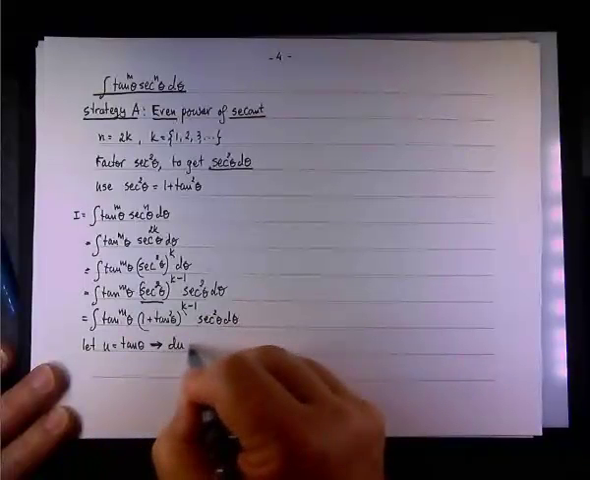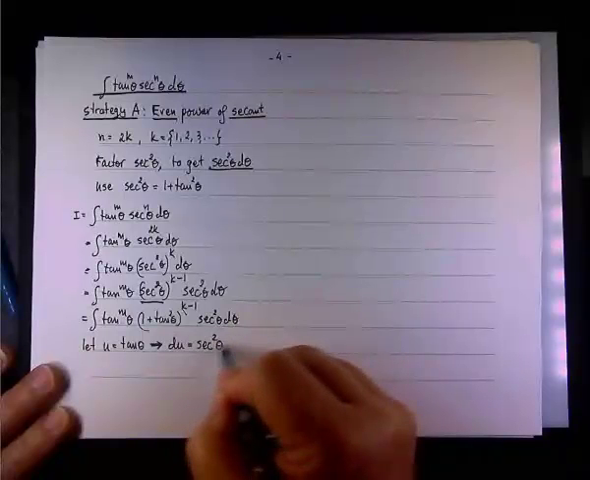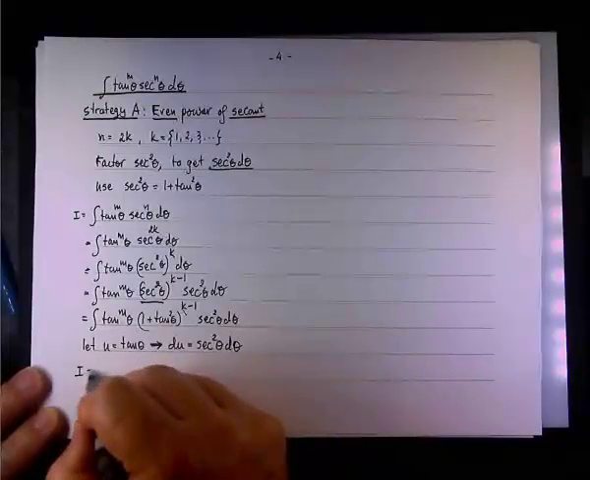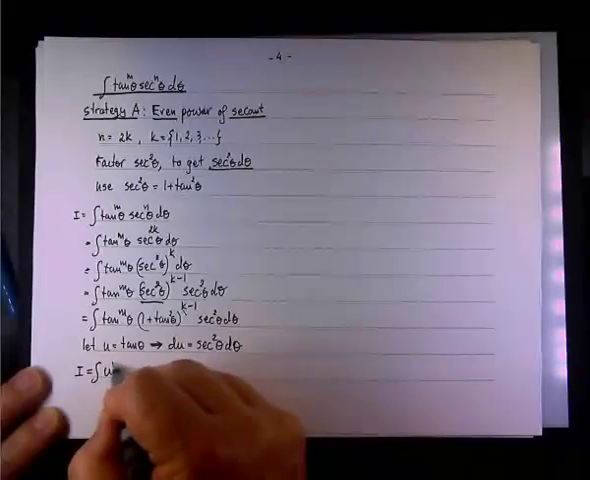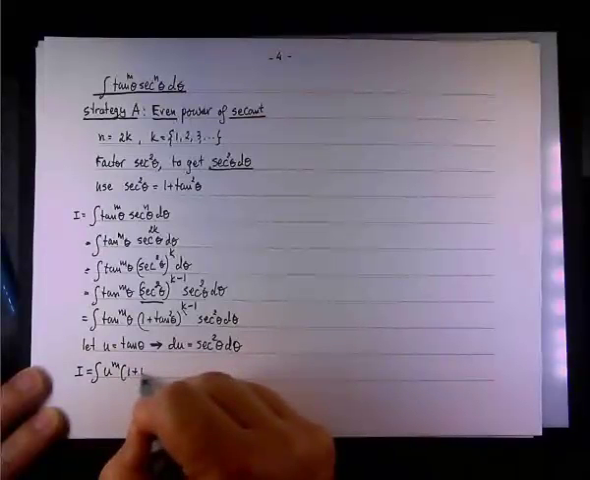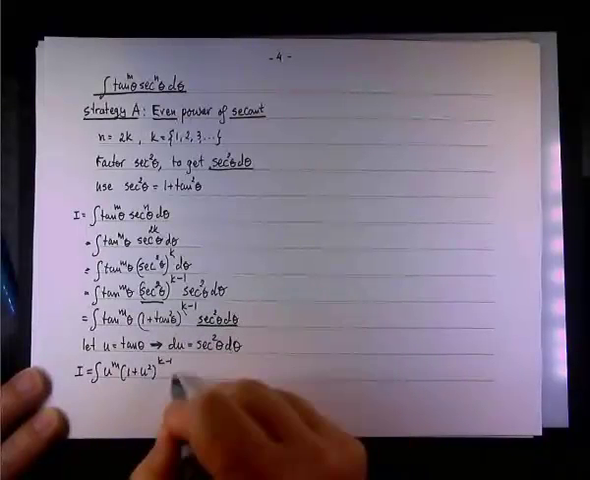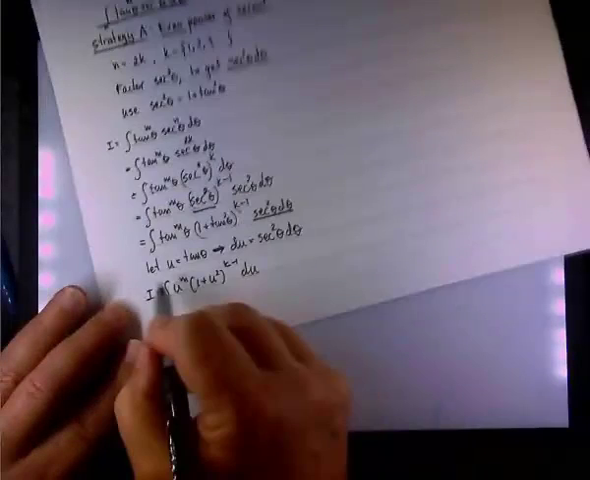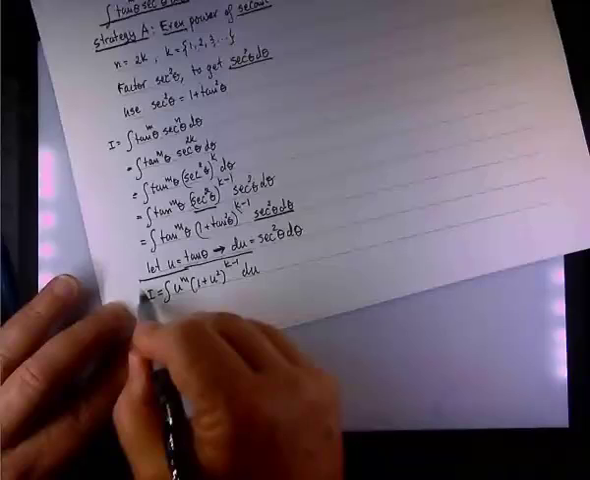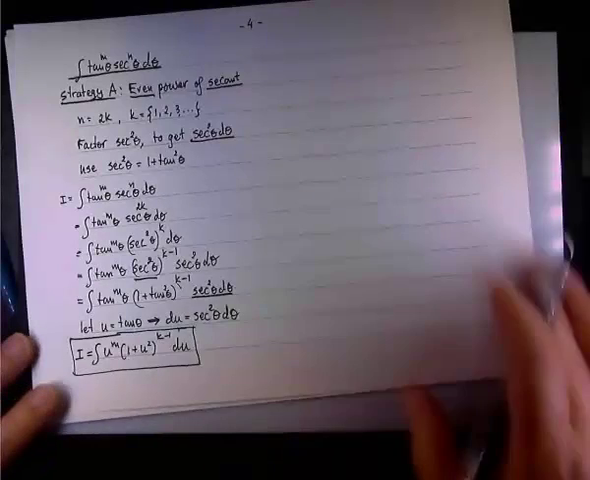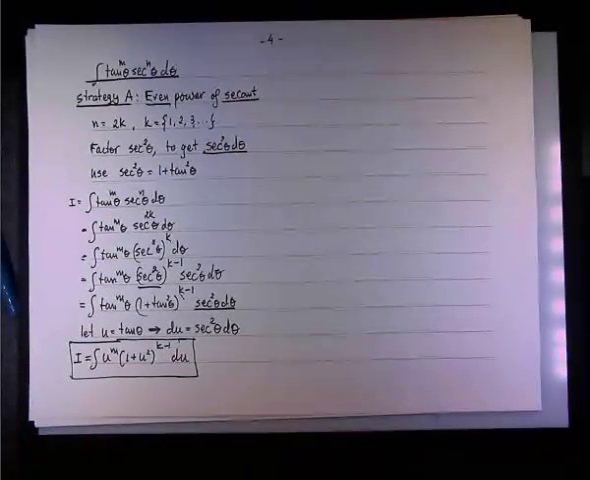And now we'll do the substitution. u will be tangent theta, and therefore du equals secant squared theta d theta. And now it will be really, really nice. It's going to look like the integral of u to the power of m times 1 plus u squared to the power of k minus 1, and here, all of this becomes du. So if you want a recipe, then you have that recipe. But more likely, you'll have to just remember the process.